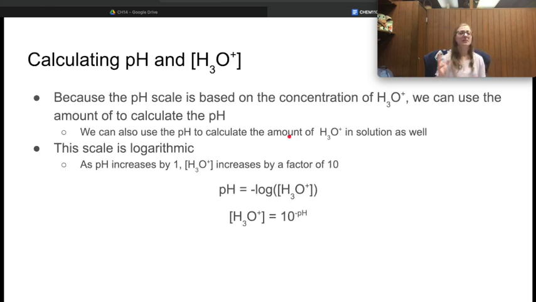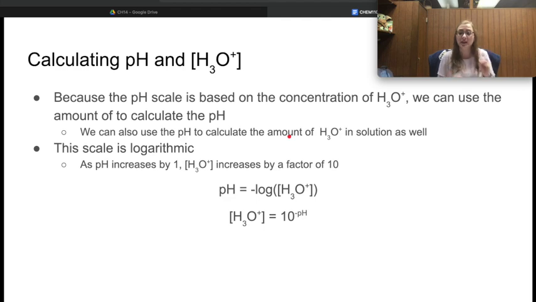So, as I mentioned before, as we're introducing ourselves to this pH scale and calculating pH, because that pH scale is based on the concentration of H3O+, we can use the amount of H3O+ to calculate the pH. Again, we can go backwards, and we can also use the pH to calculate the concentration of H3O+ in solution as well. So what's been quietly hidden underneath what I have been saying is the actual relationship between pH and that concentration of H3O+. So pH is what we call a logarithmic scale.